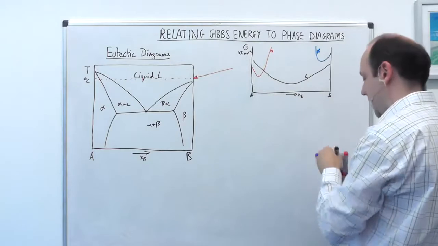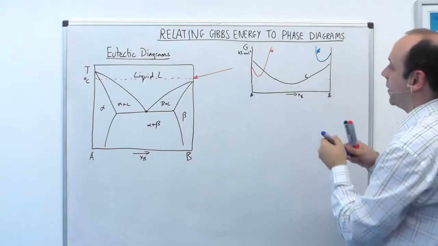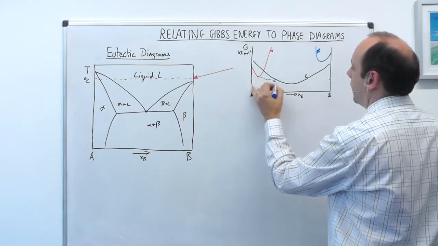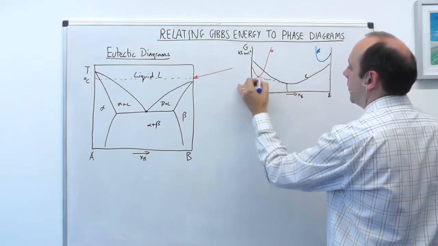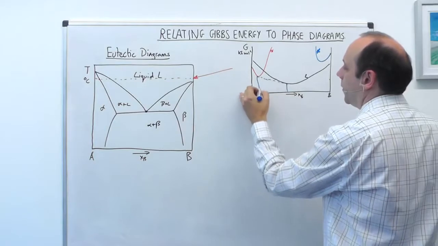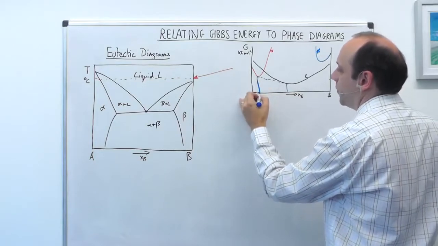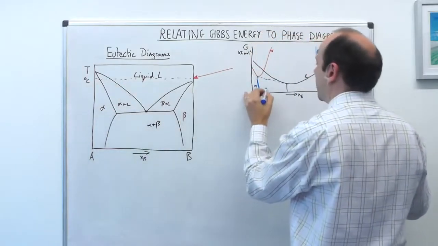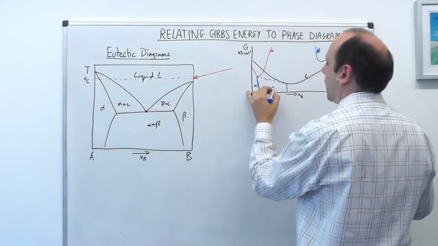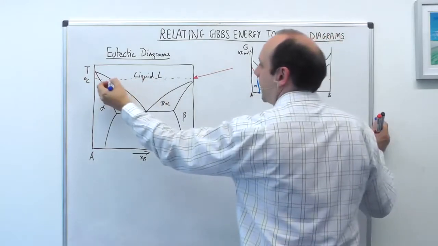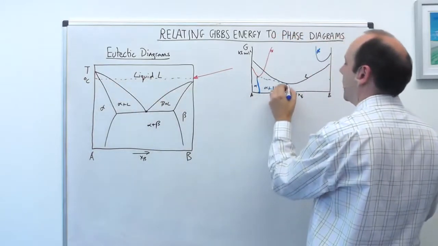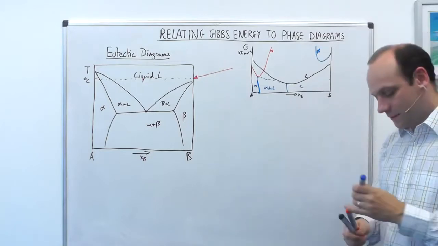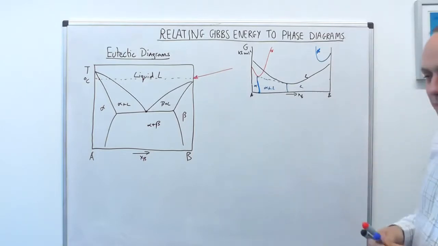And we'll have a common tangent between the liquid and the alpha, so let's draw that in. We've got a common tangent over here, and these two numbers correspond to, that one corresponds to the phase boundary between the alpha and the alpha plus liquid regions. And this number here corresponds to this number here, and that's the phase boundary between the alpha plus liquid and the liquid regions. So that's the situation at that temperature.